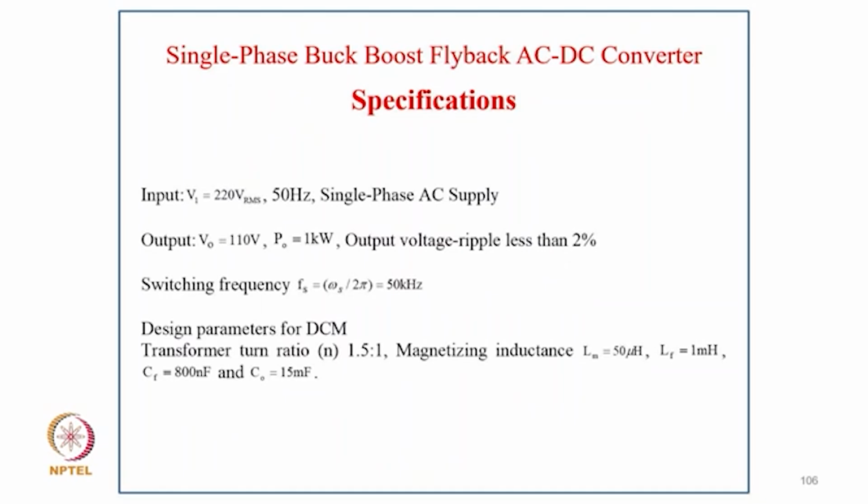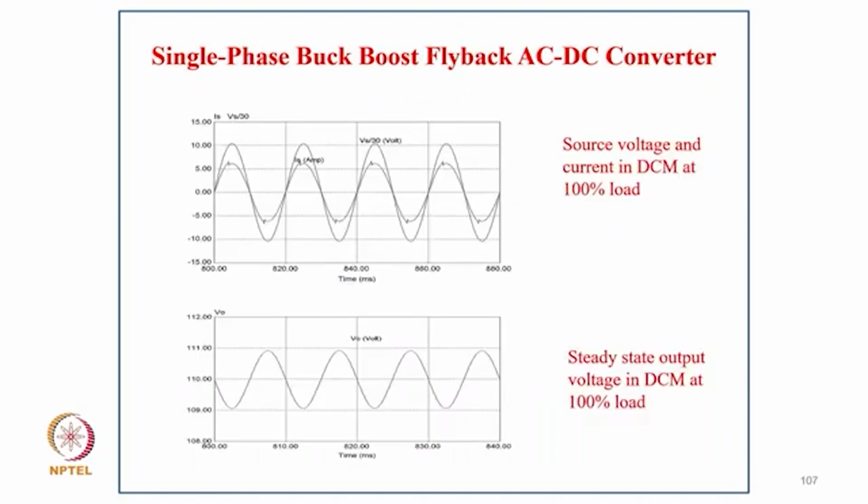So taking a typical example with the specification: supply voltage V1 is 220 volt RMS, 50 Hz single phase supply. Output voltage is 110 volts, P equal to 1 kilowatt. Output voltage ripple is less than 2%. Switching frequency is, let's say, 50 kilohertz, and design for CCM. The transformer turns ratio is taken as 1.5 to 1, and magnetizing inductance LM is considered 50 microhenry. So LF is 1 millihenry and CF is 800 nanofarad, and CO equal to 15 millifarad from the design.